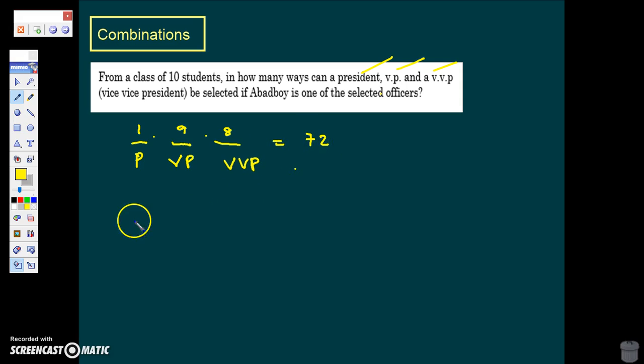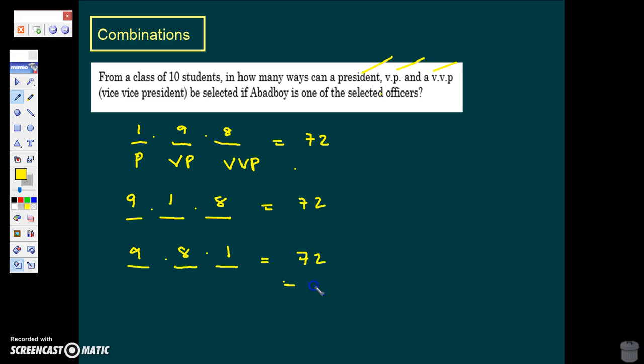Now another case is when a bad boy is your VP. So this is taken by a bad boy. So 9 ways to choose for president, and then 8 here. So you get here 72. And then the last case, which will satisfy the condition that a bad boy is your BVP. So 9 to choose for the president, 8 for the VP, and you have 72. Adding these three cases up, you get the number of ways that the officers are selected, given that a bad boy is one of the officers, is 216.